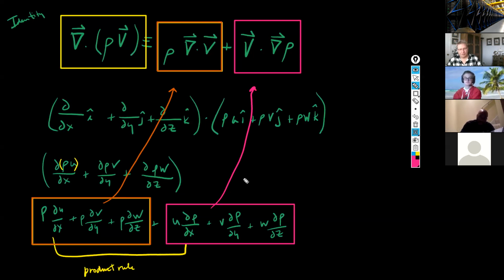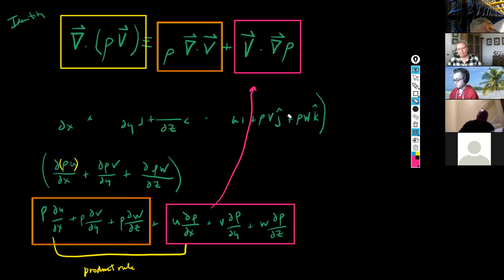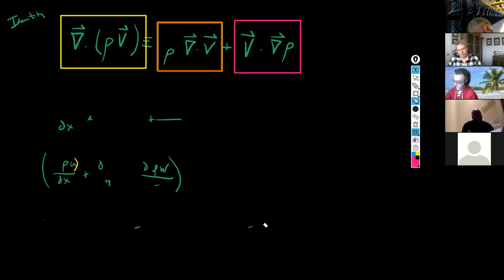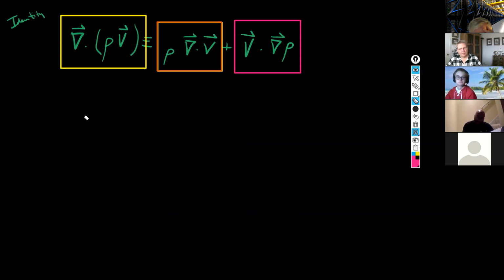Can I erase this? Does everybody see that identity? All I did was expand out simple rules of what vectors are and what the del operator is. So I just expanded this out. Now, why is that important? I'm going to erase all of this. I wish I could just erase everything within a box. Okay?